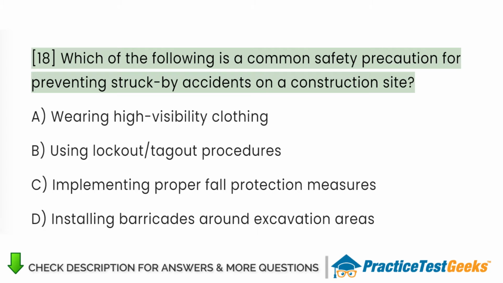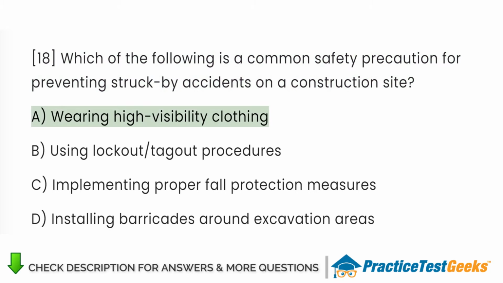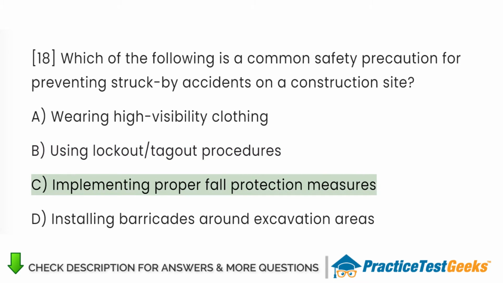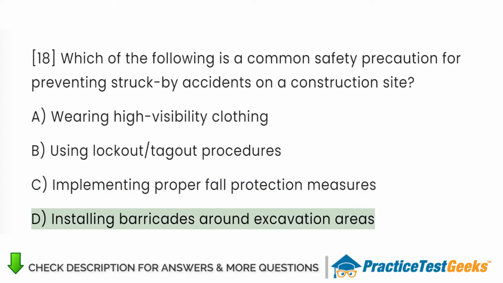Which of the following is a common safety precaution for preventing struck-by accidents on a construction site? A. Wearing high-visibility clothing. B. Using lockout-tagout procedures. C. Implementing proper fall protection measures. D. Installing barricades around excavation areas.